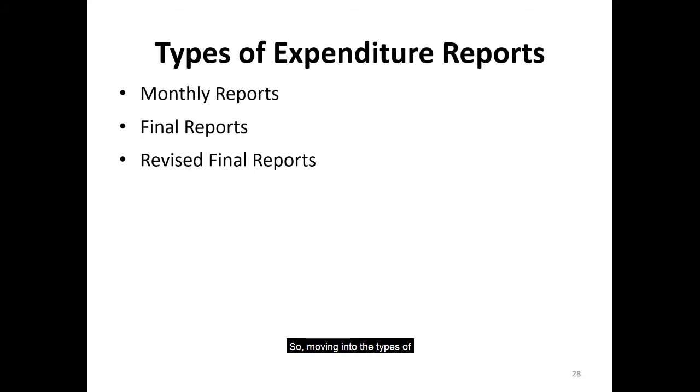So moving into the types of reports that are in the cash draw and expenditure reporting system, there are monthly reports, final reports, and revised final reports if necessary. And we'll go through each of those briefly.